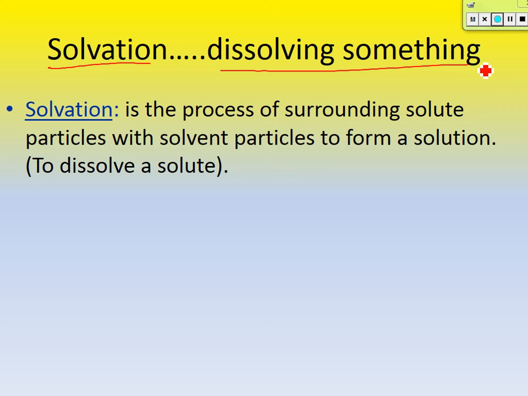So basically, solvation is to dissolve a solute. We're trying to dissolve it. Remember, just a review from last lesson, a solution is made up of two parts. There's a solute and a solvent. The solute is the solid part that gets dissolved. The solvent is the liquid part. Usually, the solvent is water. So solvation is just this process of dissolving the solute in the solvent.